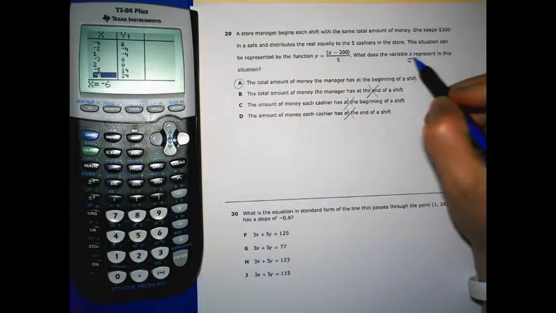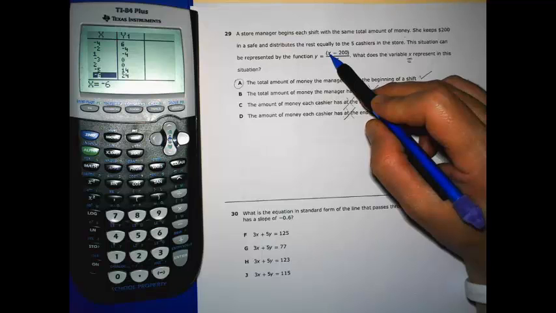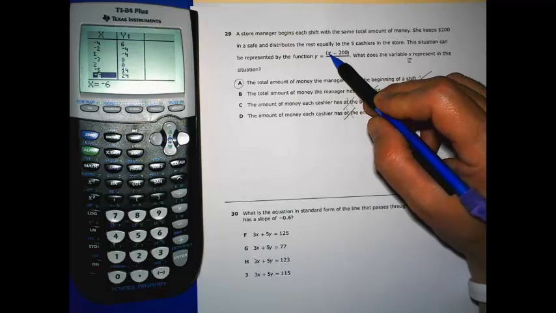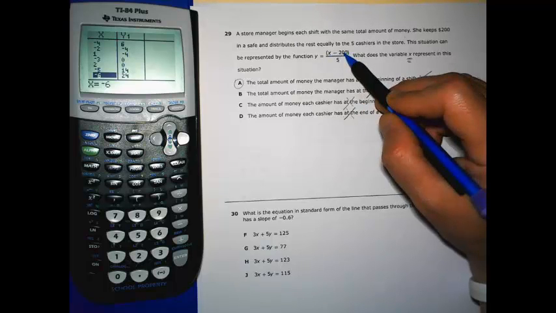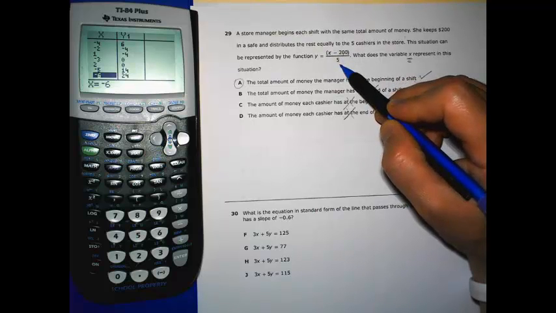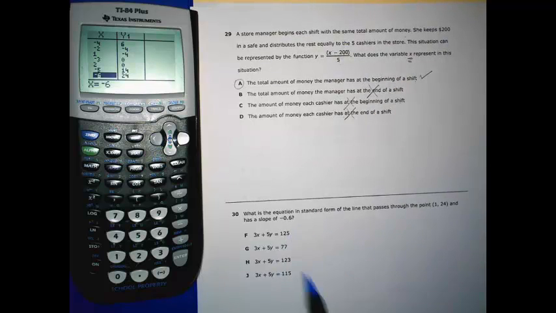Okay. So the problem is asking what is the value of x. The value of x represents the amount of money they start out the day with. Minus the $200. And here it shows you that they're doing minus $200 and then dividing by 5. Okay. Alright, let's do problem number 30.